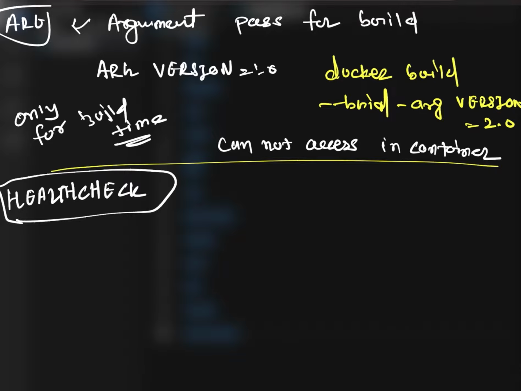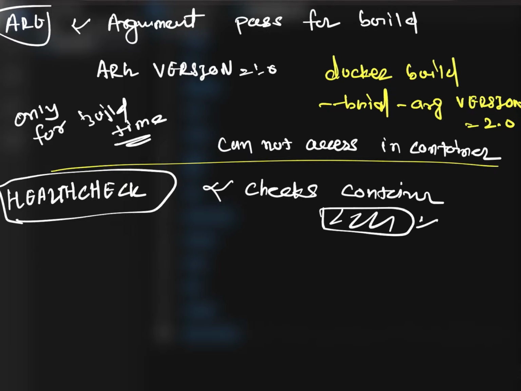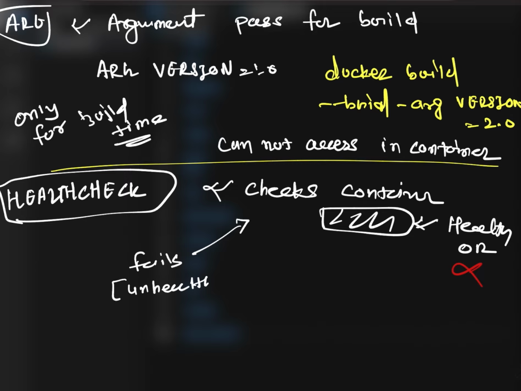Next one is health check. Via health check, we check the health of the container. It's pretty straightforward. By this we can check whether the container is healthy or not, and if it fails, Docker considers it unhealthy and restarts it.